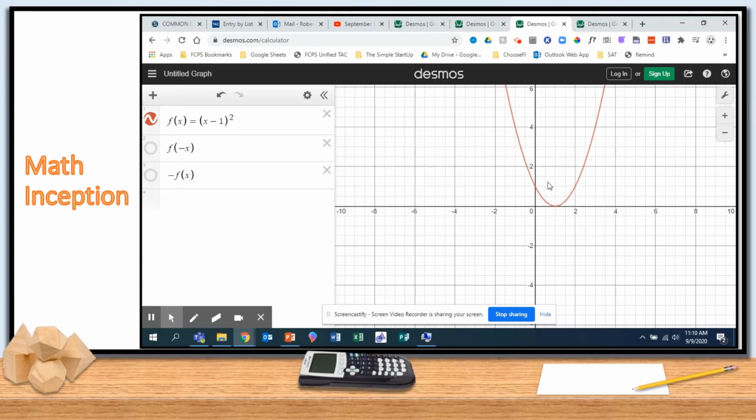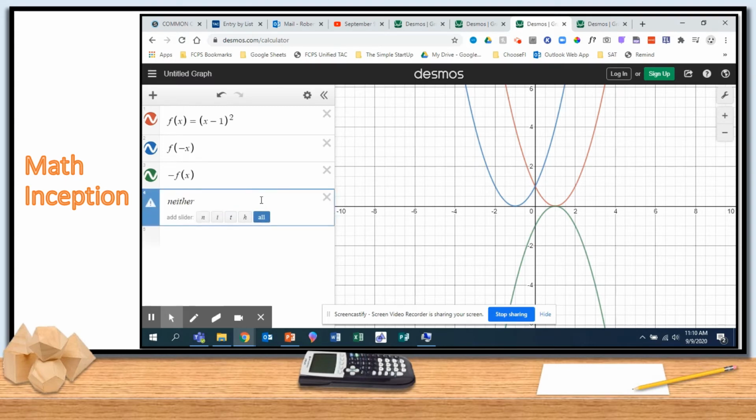Third example. We have a quadratic. It has been translated 1 unit to the right. Is this an even, odd, or neither function? So let's check the reflection on the y-axis. No, it's not. And then reflection over the x-axis, also no. So this one is a neither. Remember, our 3 options are even, odd, or neither.